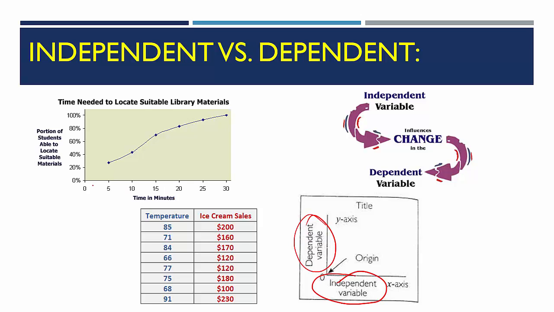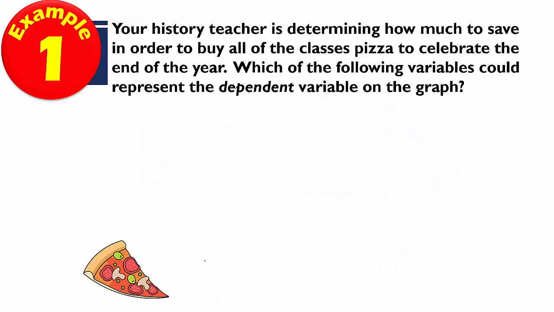Like if we look at this first graph, time in minutes. As the time increases, a greater portion of students are able to locate suitable materials for the class. We look at this table, as the temperature increases, so we look at like 91, 85, those are the higher end ones. The higher the temperature, the greater the ice cream sales. The lower the temperature, the lower the ice cream sales. In all of these cases, the independent variable influenced the change in the dependent variable.